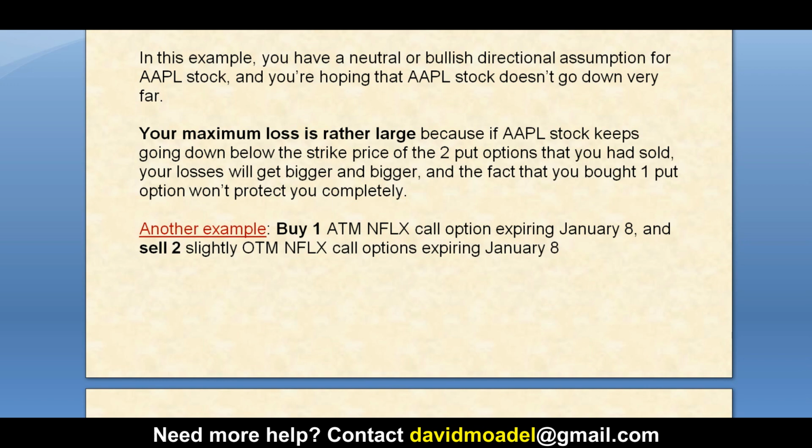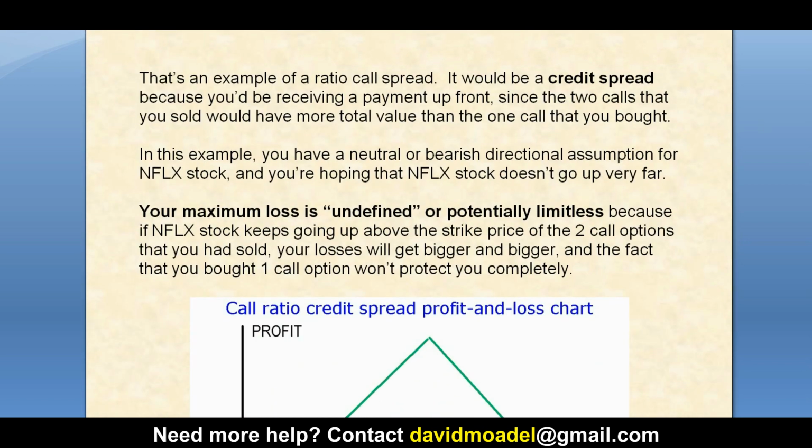Here's another example, and this time we'll use calls instead of puts. Let's say you buy one at-the-money Netflix call option expiring January 8th, and at the same time you sell two slightly out-of-the-money Netflix call options also expiring January 8th. So again, same expiration date, slightly different strike prices, but the most interesting part of this is that it's a ratio spread because you're buying one and you're selling two calls. So that's an example of a ratio call spread because it's calls this time instead of puts.